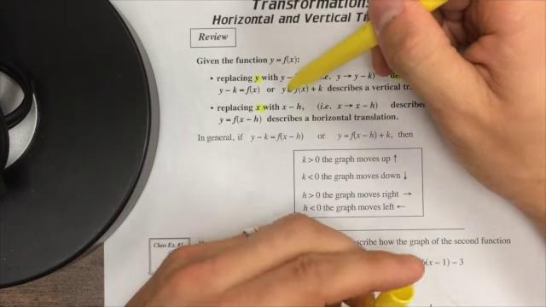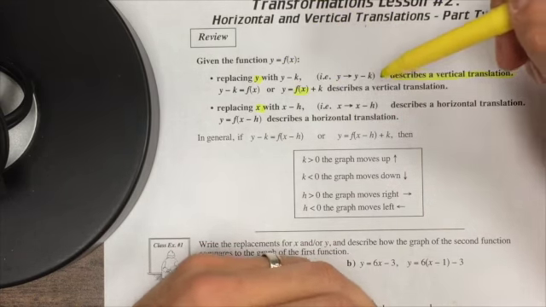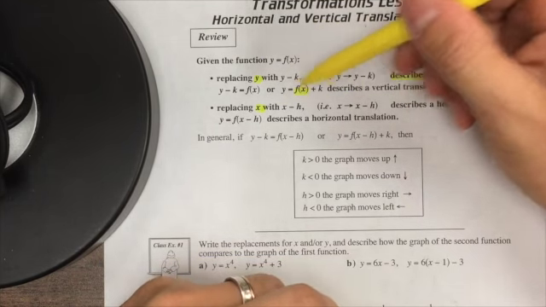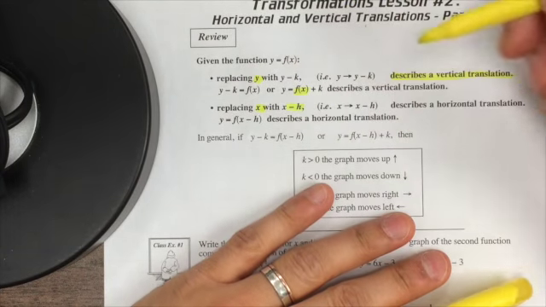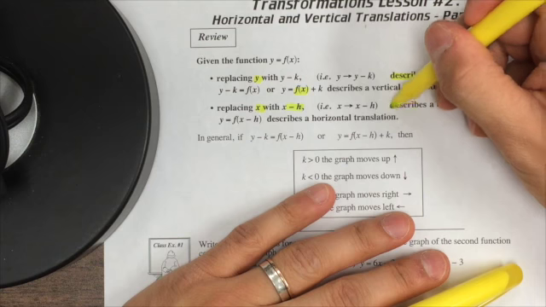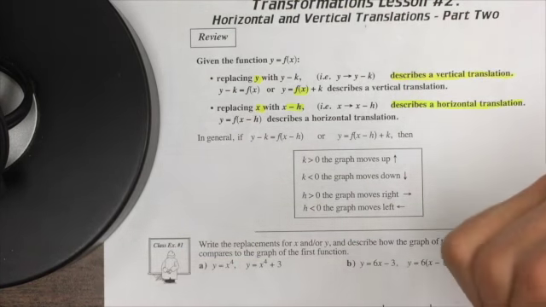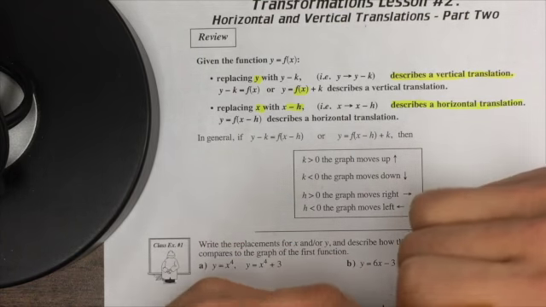And we would write that in the form of y is equal to f of x plus k, where f of x is our function. And if we have a factor of h, that's going to change the parameters on our x values. And that will describe a horizontal translation. And remember, horizontal translation and vertical translation could be up or down or left and right.